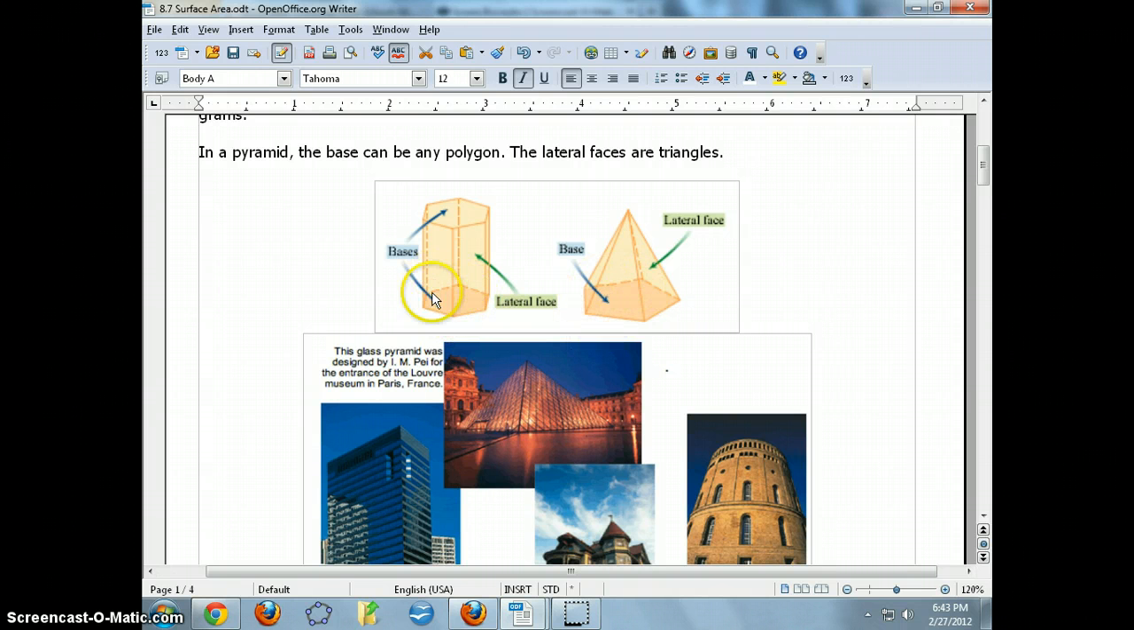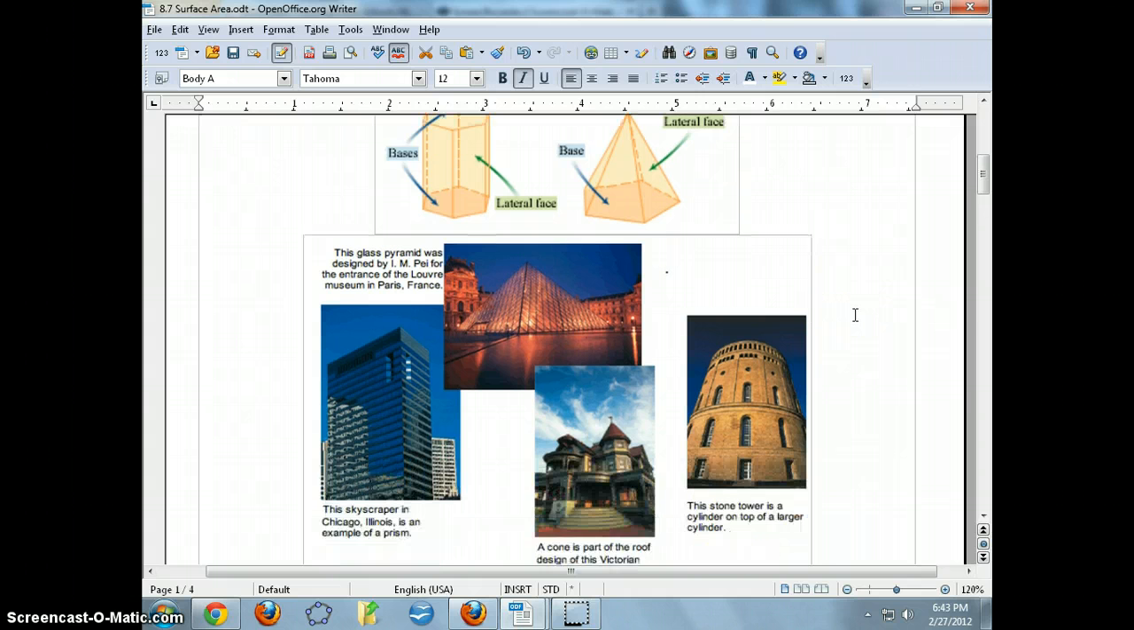Notice that this is a prism. The base here is a hexagon. The base of this pyramid is a pentagon. The sides, or the lateral faces of this prism, are rectangles. Notice that they'd all be the same length and width, or base and height. And for this pyramid, the lateral faces are triangles. That's going to be very important in finding the surface area.